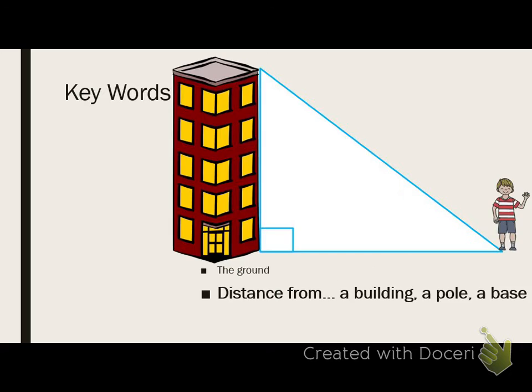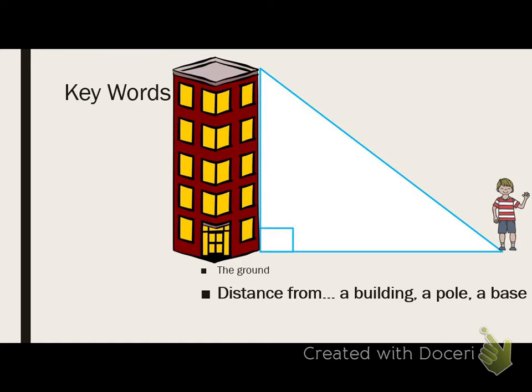Another would be the distance. You do need to write this exactly: the distance from a building, a pole, a base. Because you always measure distance as the shortest distance to an object. So if I wanted to measure from me to the door, you would measure from my feet to the foot of the door. You wouldn't measure from my eyes to the foot of the door. You'd measure horizontally. So that will always be the horizontal side.